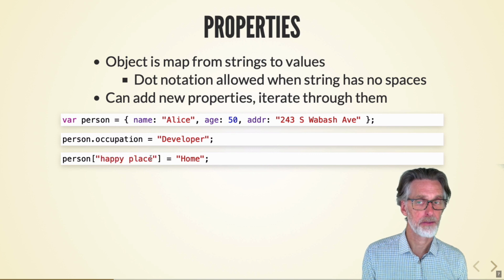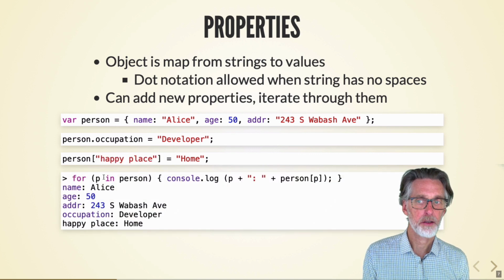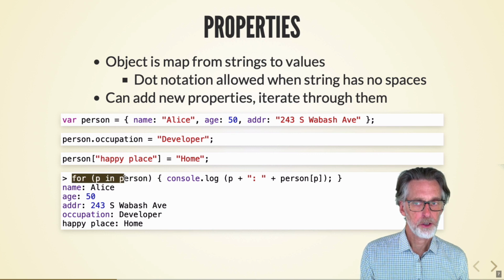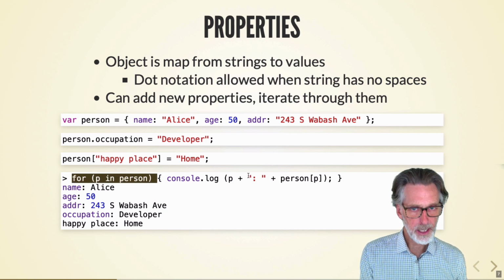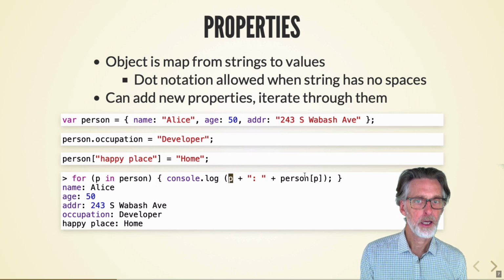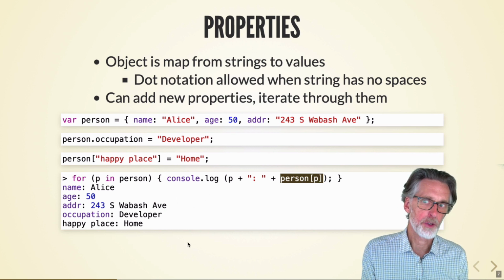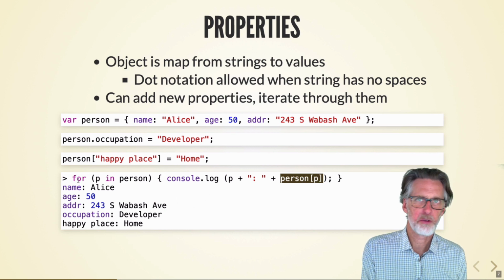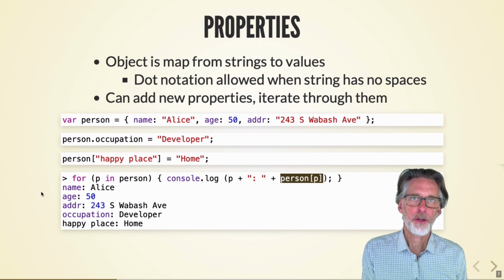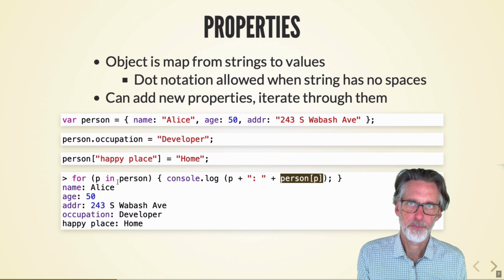Then I can iterate through all of the properties in this person using the for each loop and print out the property name and the value of indexing with that property. This is something that's not possible in a language like Java, iterating through all of the fields of an object. That's just not something we do. But it's perfectly sensible in JavaScript.